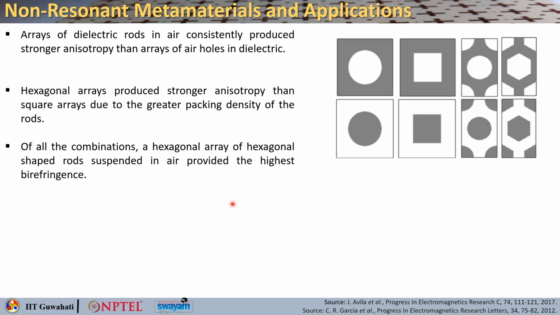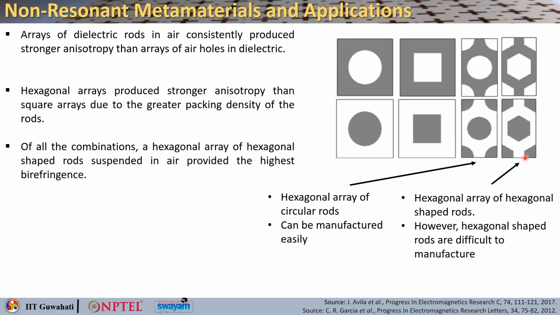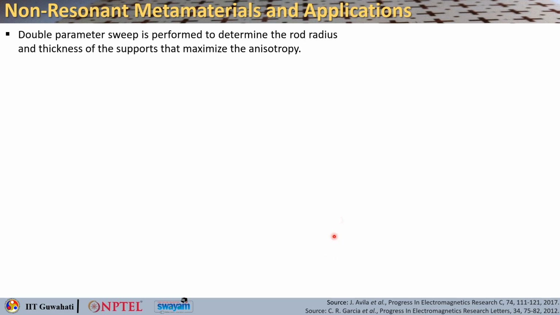Okay, and of all these combinations you will see that the hexagonal array of hexagonal shaped rods, so this one suspended in air, is the one that has given the highest birefringence. So this is a clear winner. Now there are some challenges: hexagonal shaped rods are not that easy to manufacture. So people usually go with a hexagonal array of circular rods because these are easy to manufacture, right.